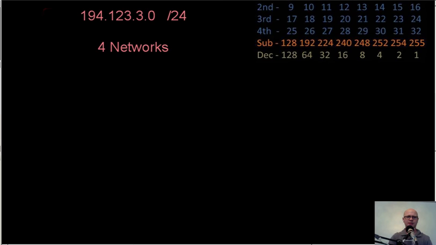So if you were watching the last example, what's the first thing that we want to do here? What do we want to find out first? First thing we want to find out is the net IDs of all 4 of those networks, right? So network number 1, 2, 3, and 4.